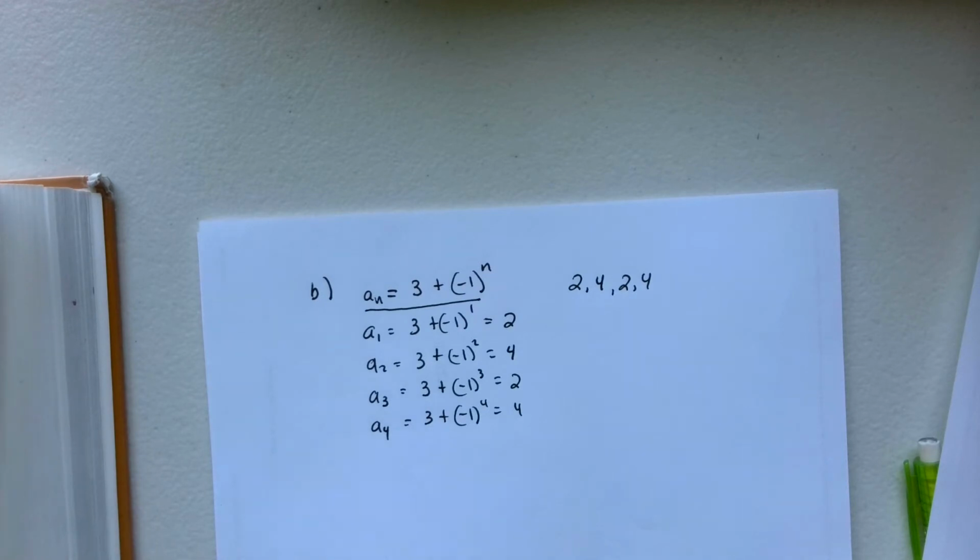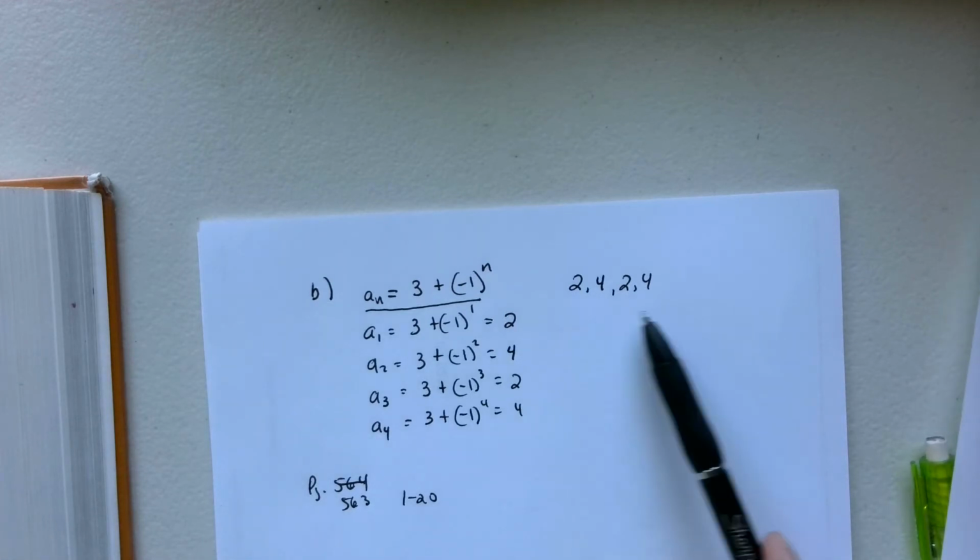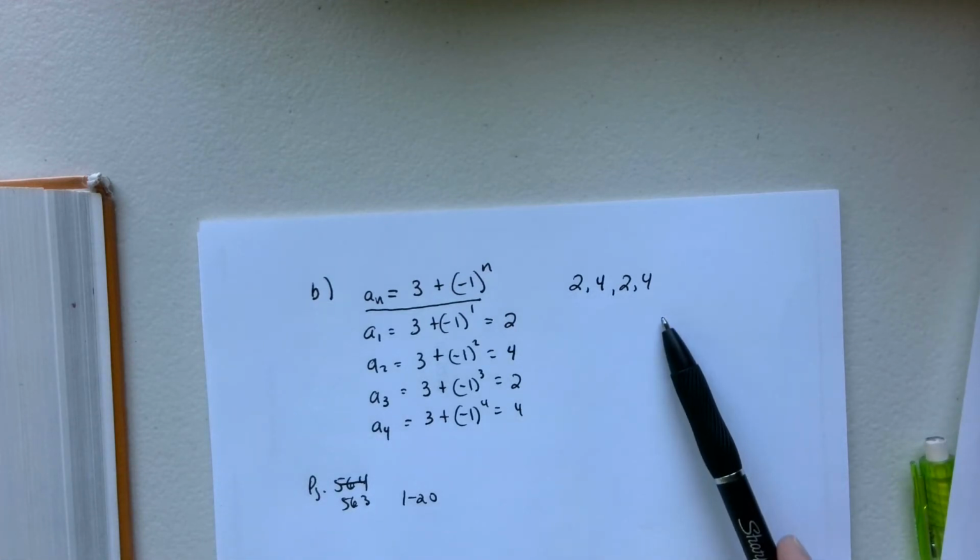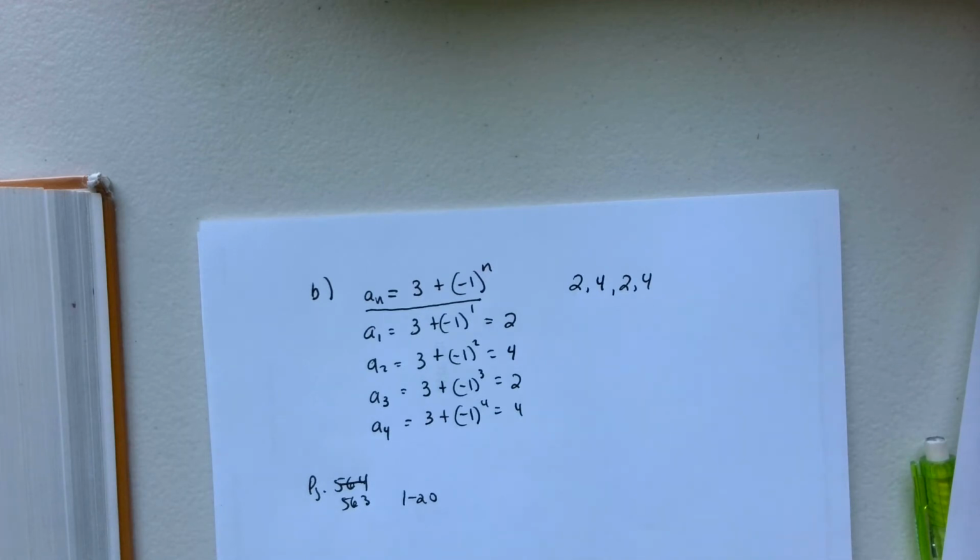All right, now I want you to turn to page 564. Excuse me, let's start with page 563. When you look at 1 through 20, you'll see that this time they want the first 5 terms, assume n begins with 1, and then they want you just to do what we just did right here. So again, they're just giving you the explicit formula. You plug in the number of the term and do that for the first 5 terms. All right.